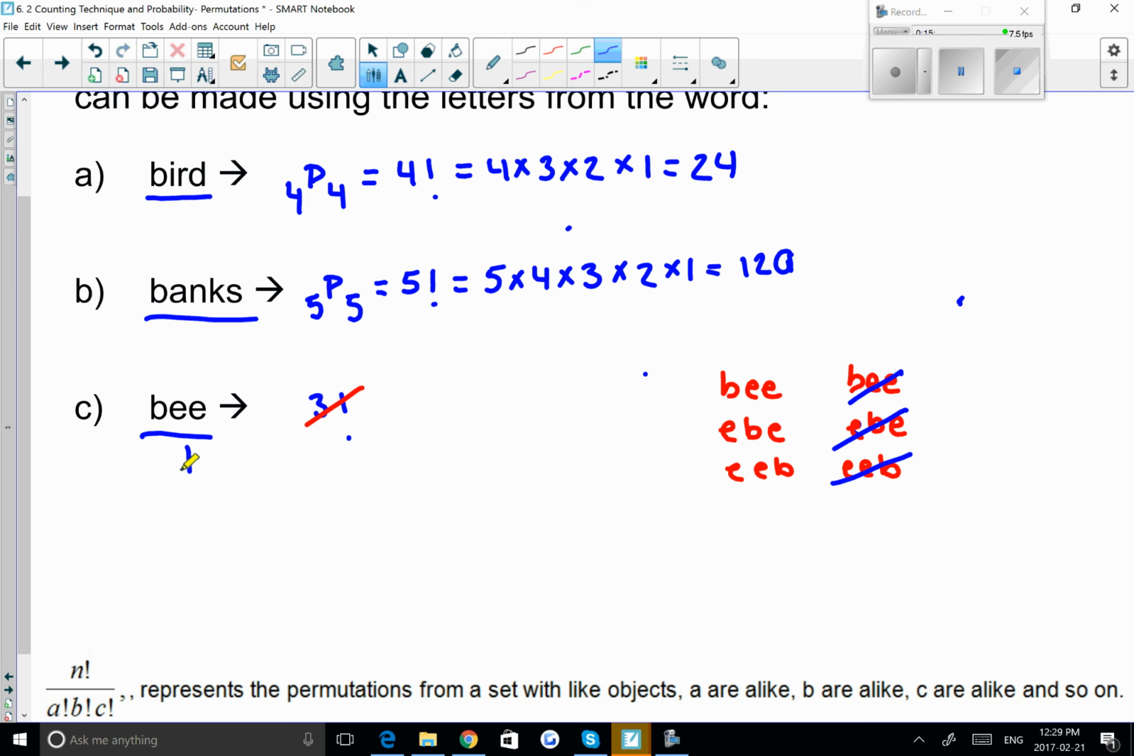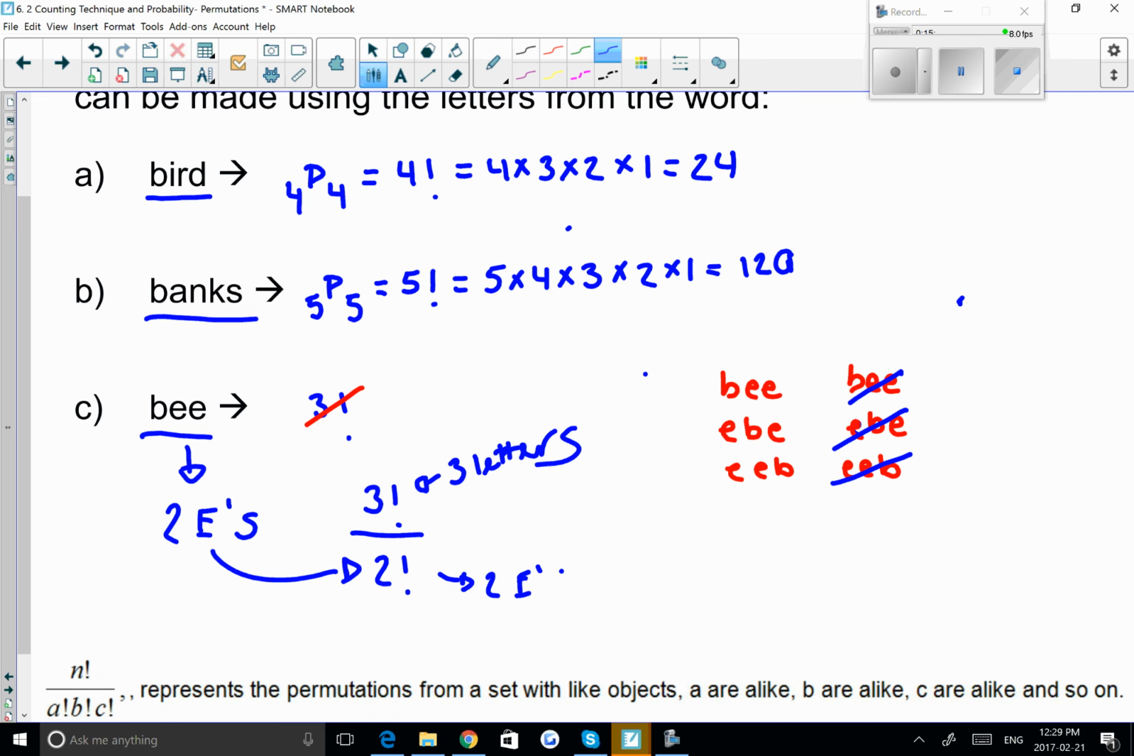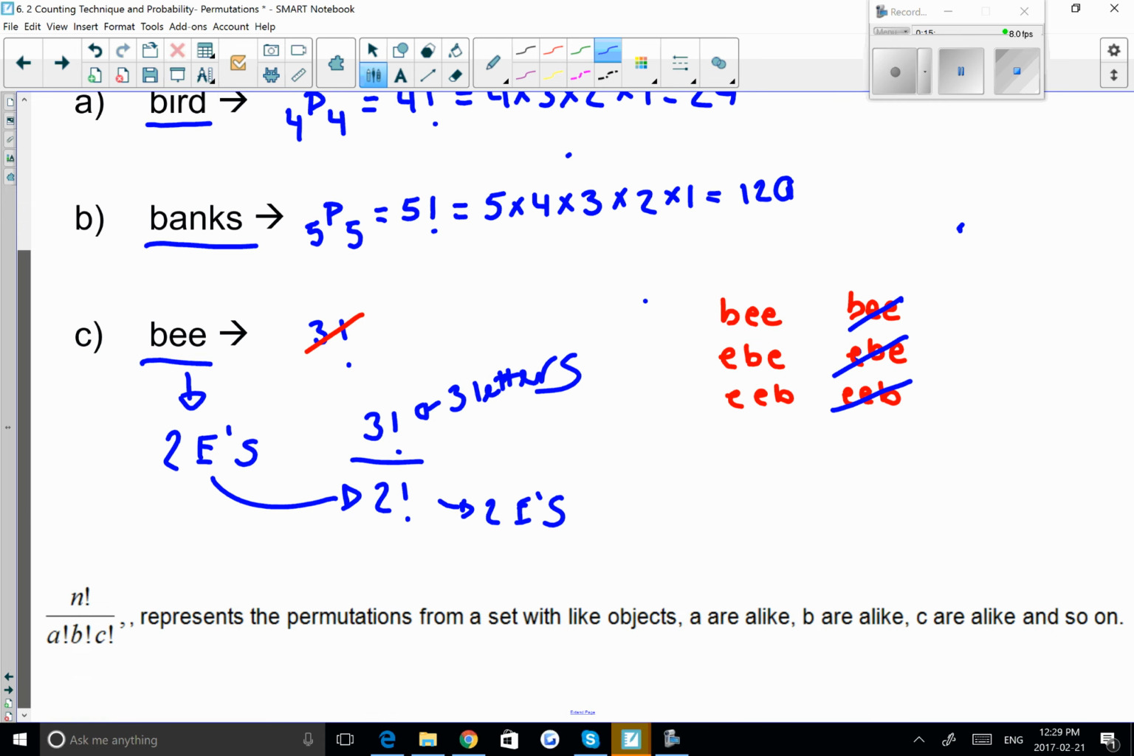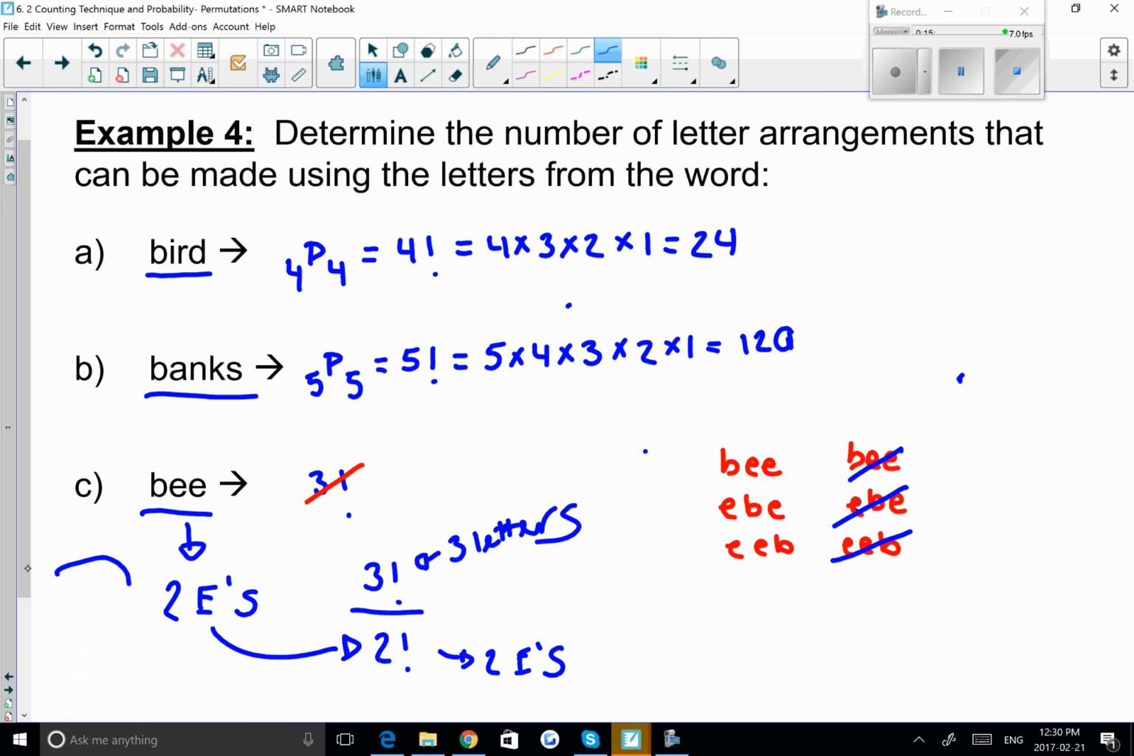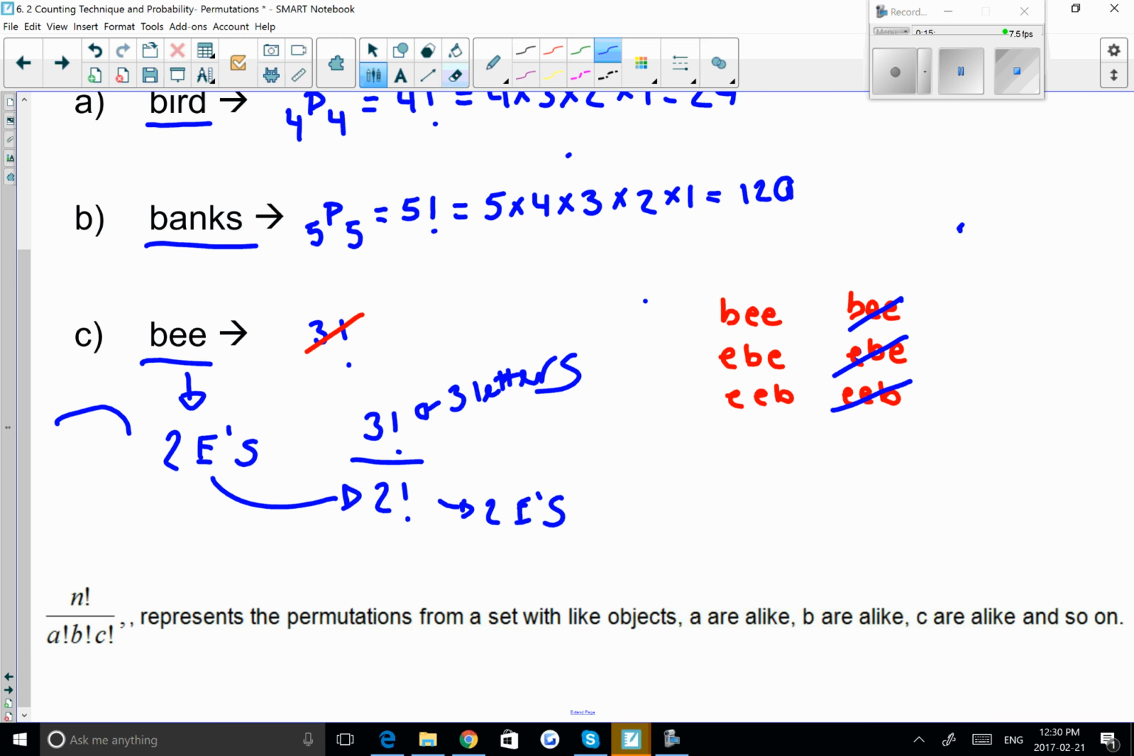So anytime we have duplication, here we have two E's. What I would do is do 3 factorial, because there's 3 letters, and I divide out by the duplication. So I have 2 E's, so divide by 2 factorial. Okay, and that's where this formula comes from.